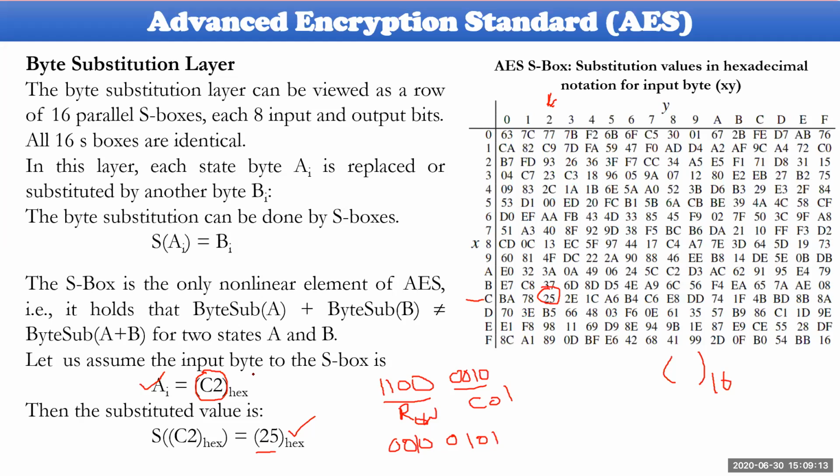A very important rule: the commutative law would not be true. We have already proven this. The byte substitution of A plus the byte substitution of B, for two different bytes, added together, will not be the same as the byte substitution of A plus B.